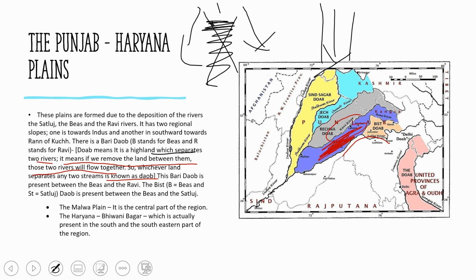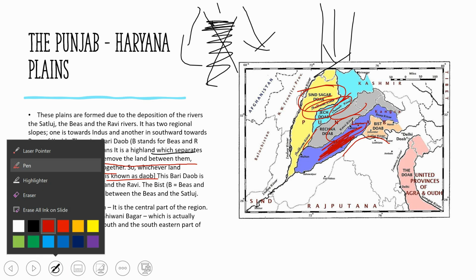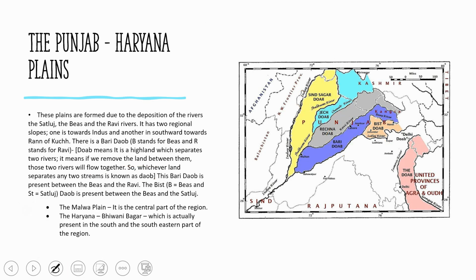Then Rechna Doab is separating what? Your Ravi river and Chenab river. Then the Chenab and Jhelum rivers get differentiated by Jech Doab. Then your Jhelum river is differentiated from the Indus river by what is called Sindh Sagar Doab. Okay, so these are the Doabs present between those five tributaries and all.